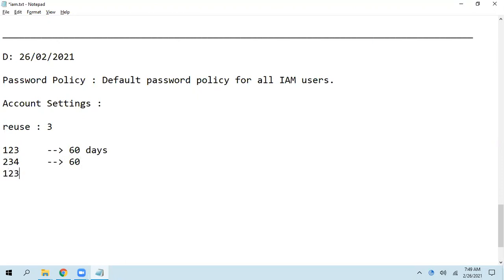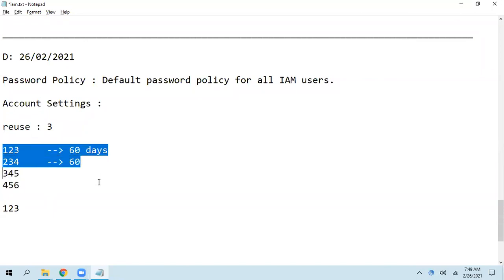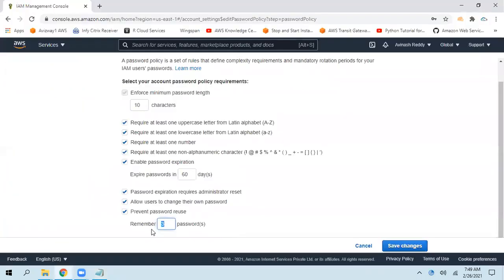Again, after 60 days, it is going to expire. Now, if you try to give 123, will it accept? No. The system is remembering your last 3 used passwords, so whatever new password you give should not be the same as your last 3 used passwords. If you're trying to give 123, again it won't, because the system is remembering your last 3 passwords. So 4, 5, 6. Now if you want, you can give 123, because the system remembered only these 3 passwords, so it forgot the first one. So that is the password reuse policy option.